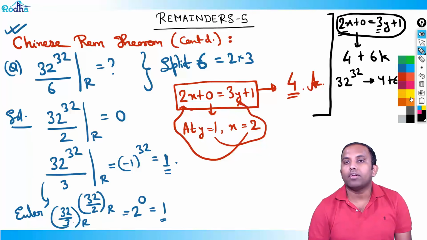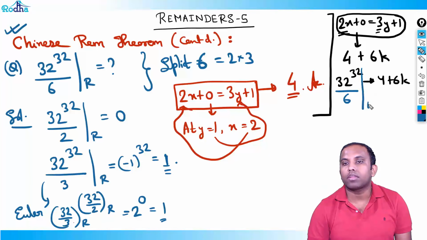Now, since we have to divide by 6 to get the remainder, 32 raised to 32 by 6 remainder becomes 4 plus 6k by 6 remainder. What is the remainder here? 0 from the 6k term. So the answer is 4 only. We got 4 here.